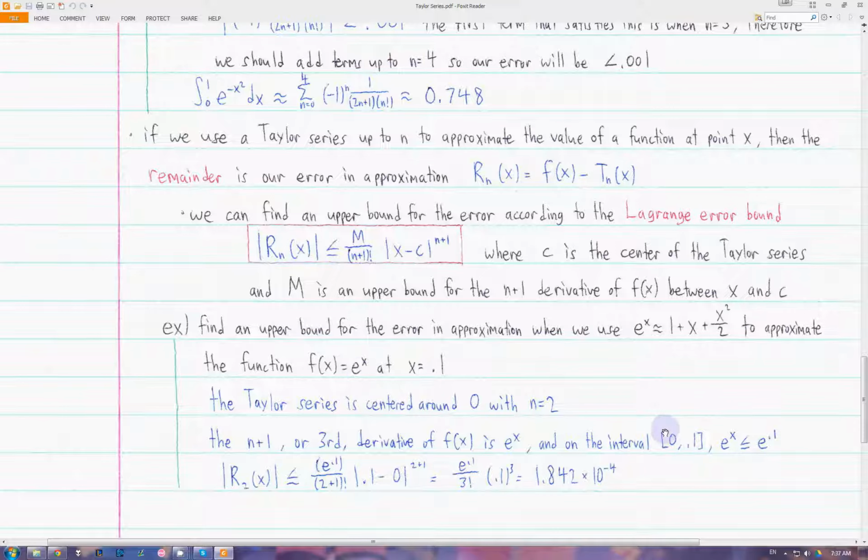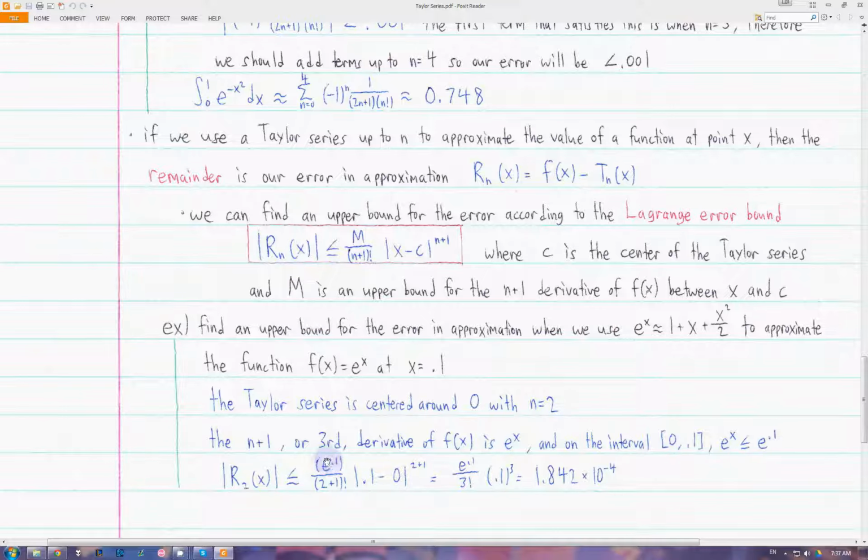So on this interval between the center c, which is 0, and the point where we're approximating, 0.1, the maximum value of the n plus 1, or third, derivative of the function e to the x is going to be e to the 0.1. That's the maximum value that the third derivative can have on this interval. So we can say M is e to the 0.1.